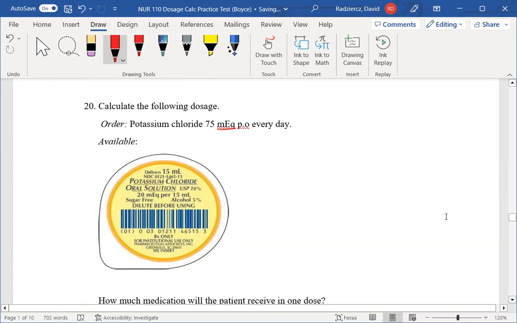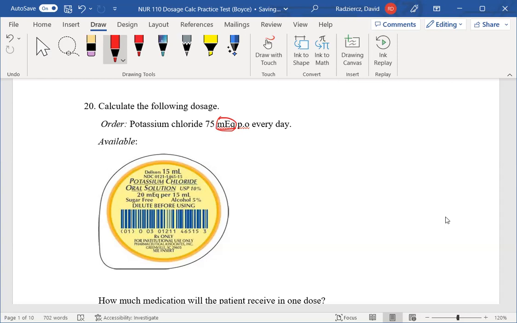This question always throws everyone who is first seeing it, because this is the first time you're going to see something that has what's called milliequivalents listed there. It's the same thing you would look at if it was ordered in milligrams or micrograms or grams. It's just the unit in which the medication is available. So milliequivalents is just a unit.